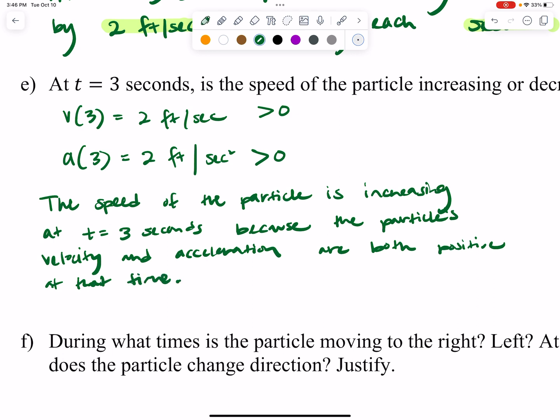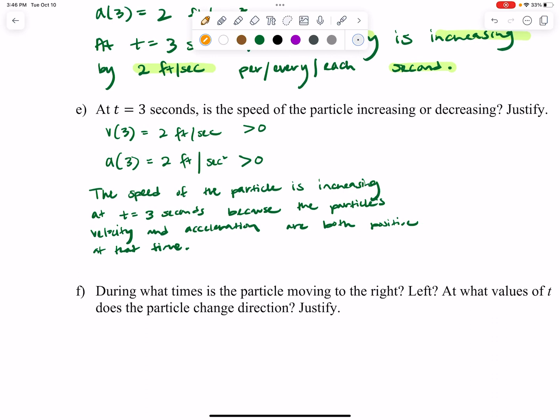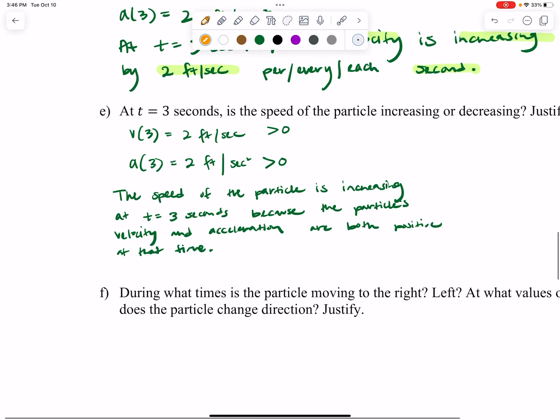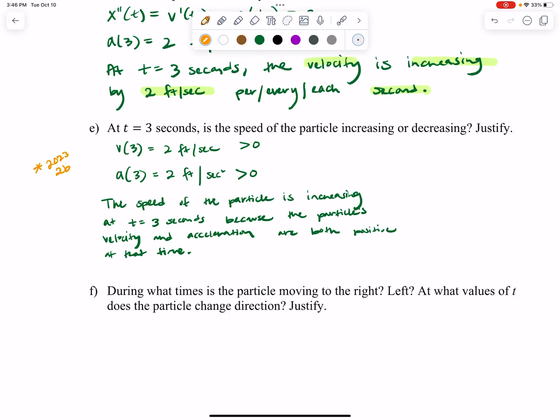They would probably even take that they're the same sign. To make sure that I was answering that question appropriately, I checked our 2023 exam, last year's exam 2B, which had a justification that was similar.